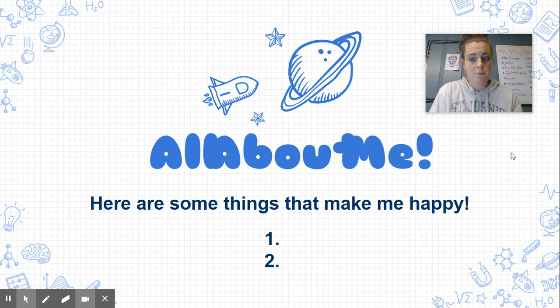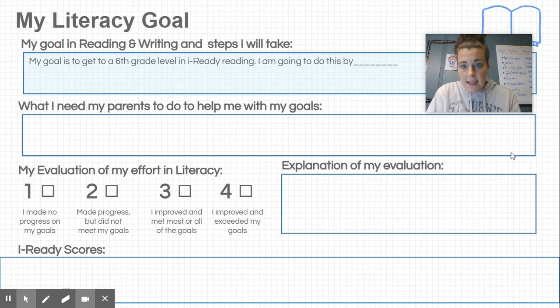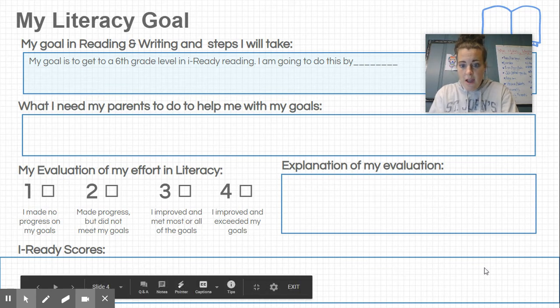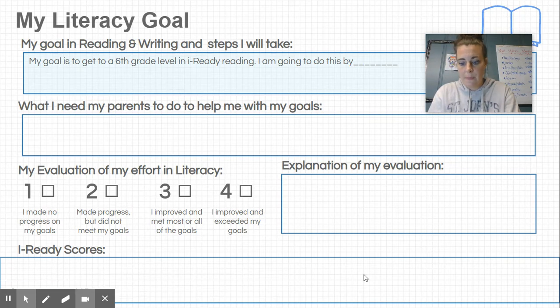Hopefully you have that all typed and prepped. Now you're going to start digging into your goals. So my goal in reading and writing and steps I'm going to take, you're going to tell them your goals. You're going to tell your parents what they can do to help you with them. You're going to tell them your literacy effort and why you gave yourself that grade. And down here, you should see your iReady score so that you can go over your scores with your parents and where you're at right now.